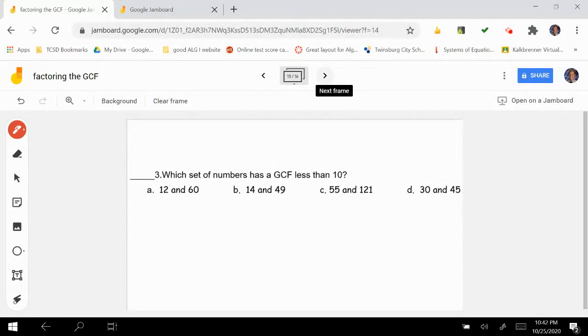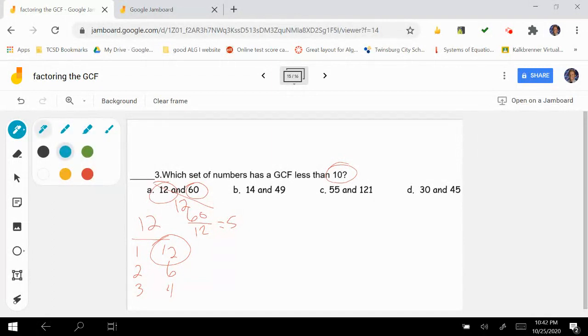It says, what set of numbers has a GCF less than 10? So again, you have 12 and 60. What's smaller? So the greatest value 12 can be is going to be 12. You know that. I just like to count 1, 2, 3. What's 12 divided by 1? 12. What's 12 divided by 2? 6. What's 12 divided by 3? 4. So I always start with the greatest number 12 can be. Is 60 divisible by 12? Yep. So this is going to be 12. Is that less than 10? Nope. So we know it's not going to be A.